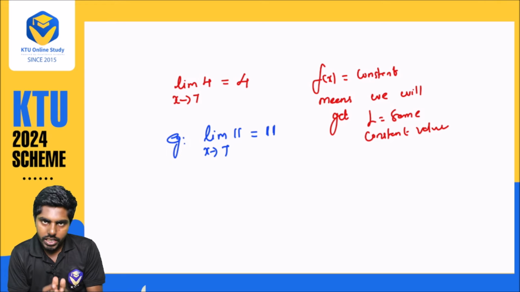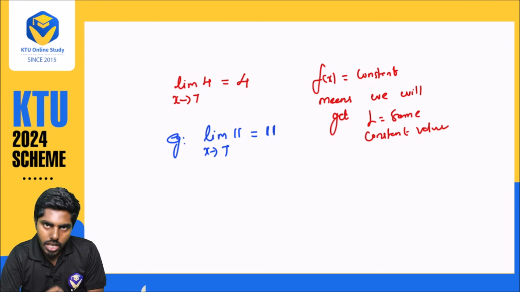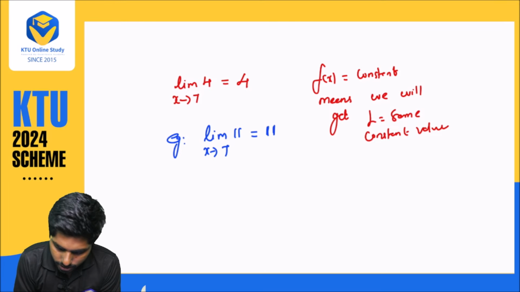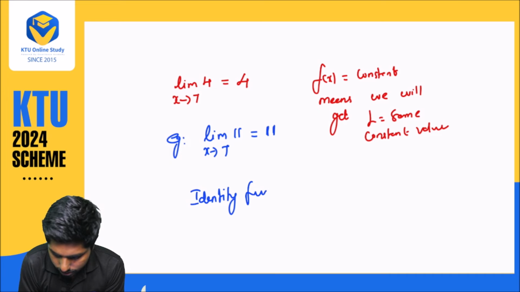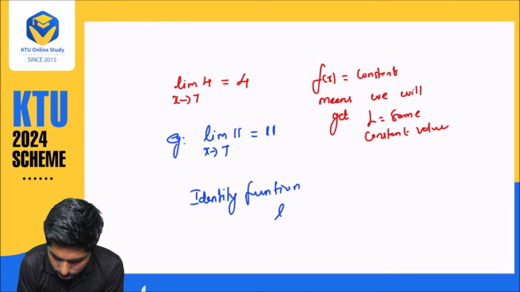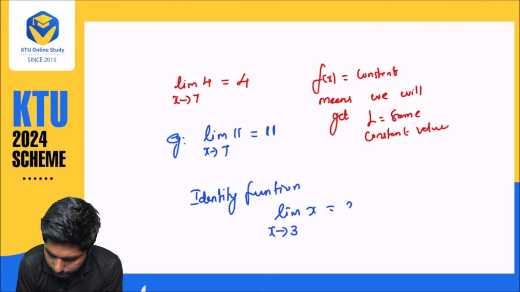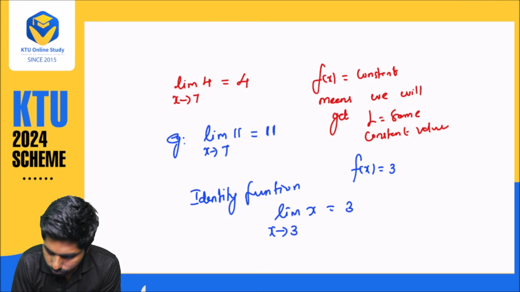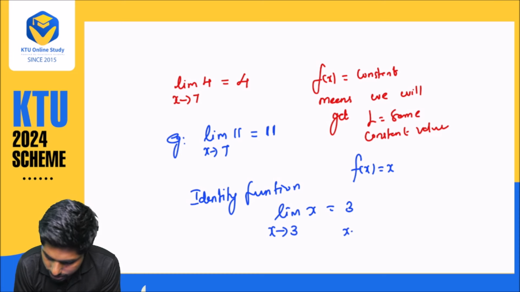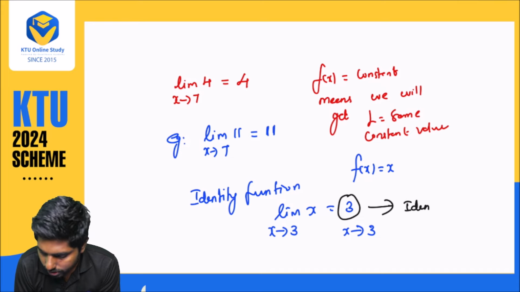Now, an identity function means the value approaches x. What is the limit as x approaches 3? You will get 3 only. The reason is that here f of x is equal to x. So when x approaches 3, you will get the same value, 3. That is the reason this is called the identity function.